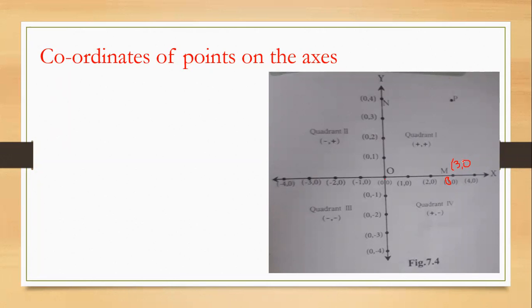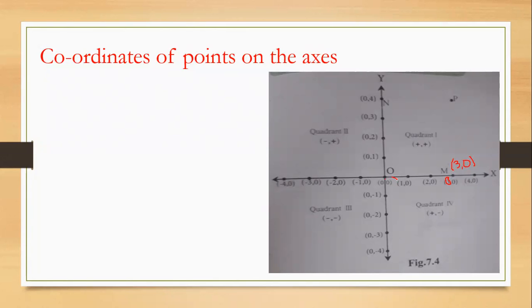I'm repeating again, the x coordinate of point M is the distance from the y-axis. The x coordinate of this point, that is point M, is its distance from the y-axis. So the distance of point M from the x-axis is 0, right? Hence, the y coordinate of point M is 0.